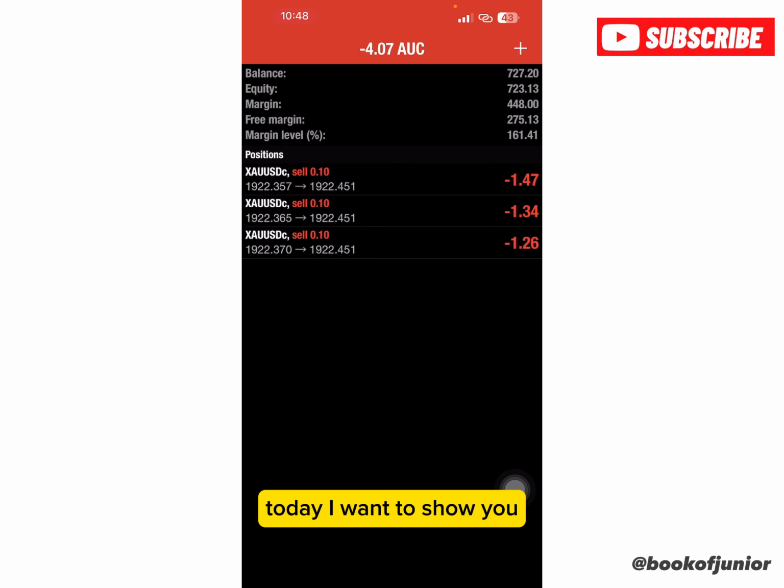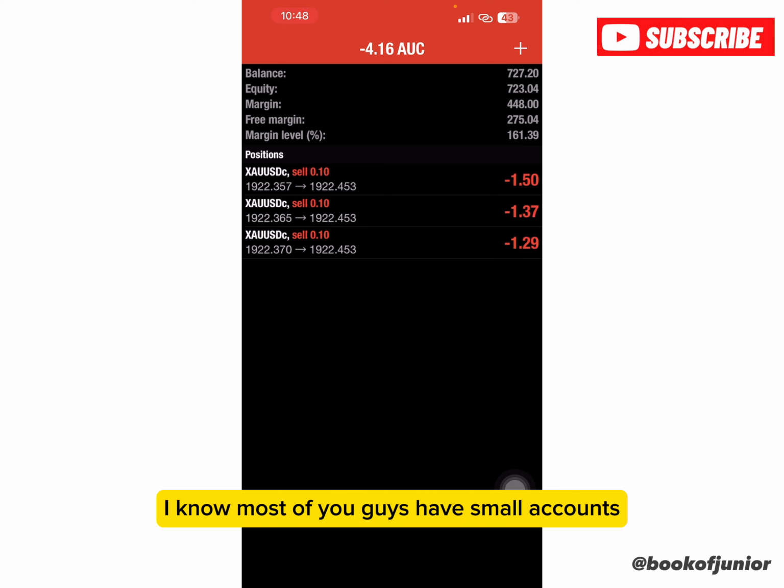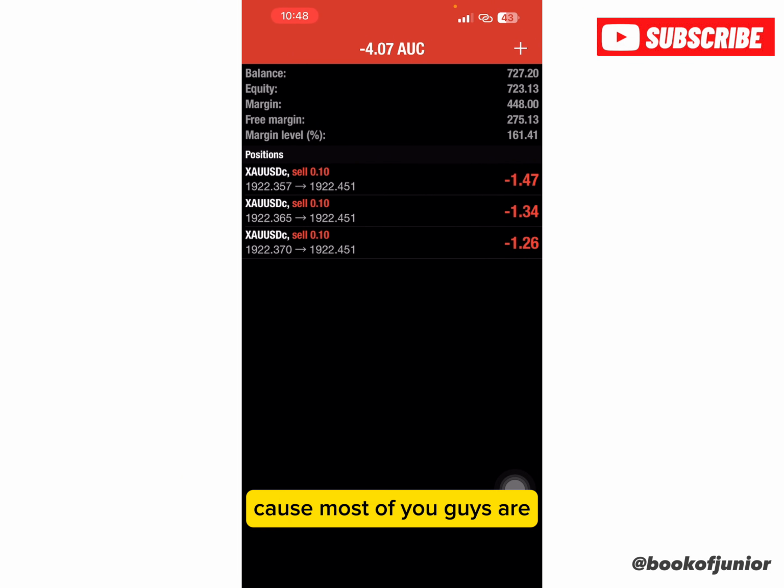So traders, today I want to show you how you can grow your small accounts. I know most of you have small accounts, but to do that I'm going to show you how to grow your account using a cent account, because most of you are afraid of depositing money. So I'm going to be showing you.